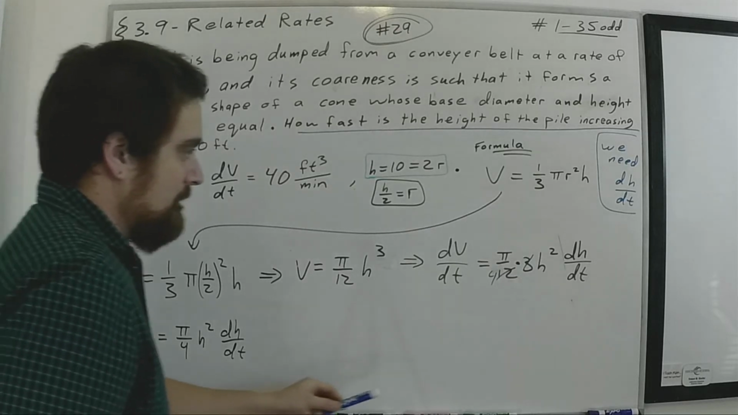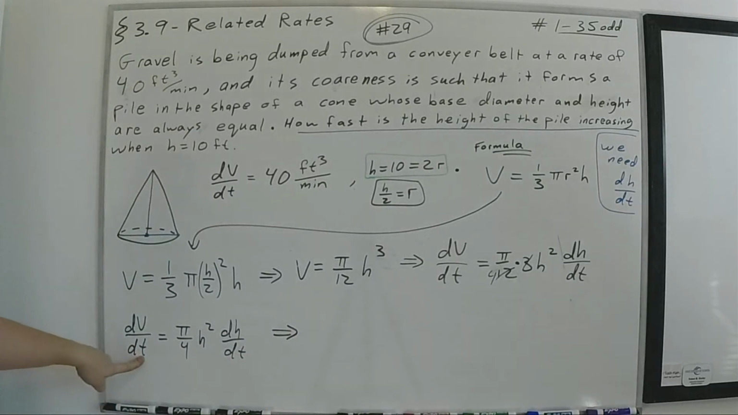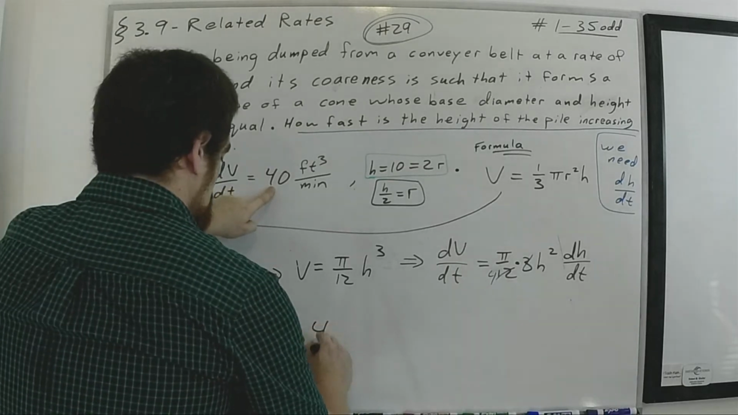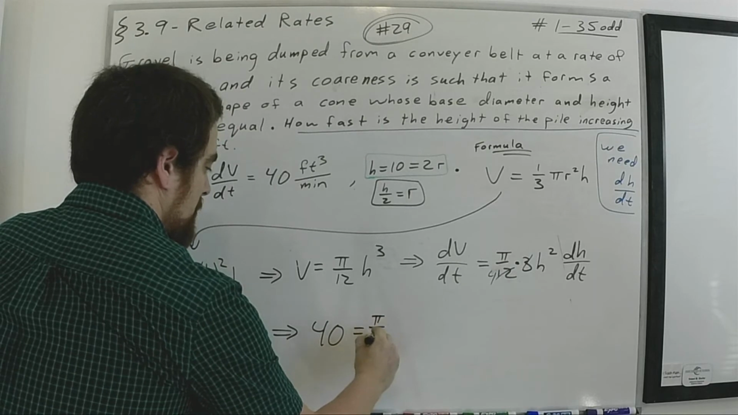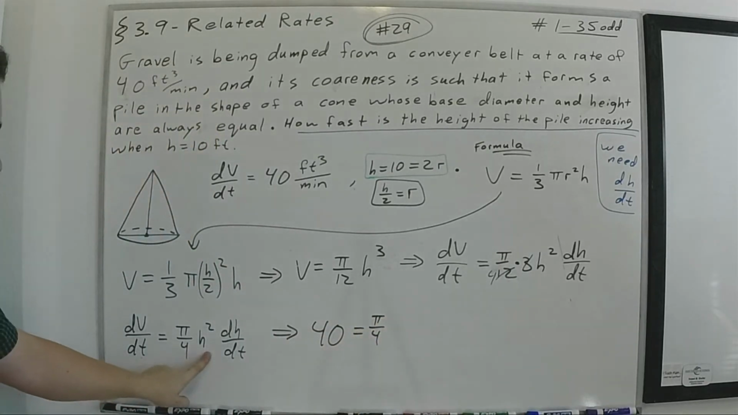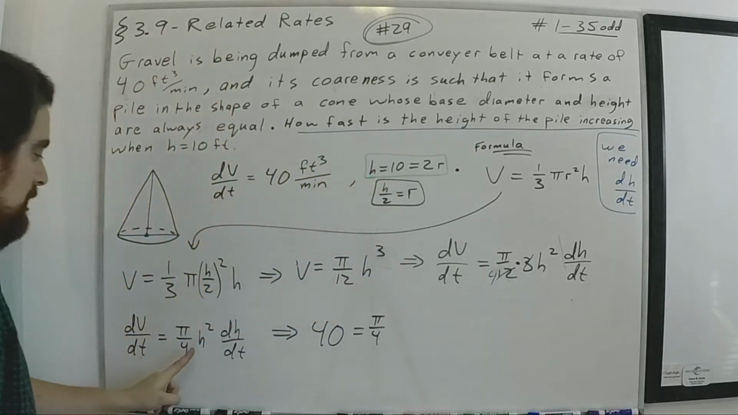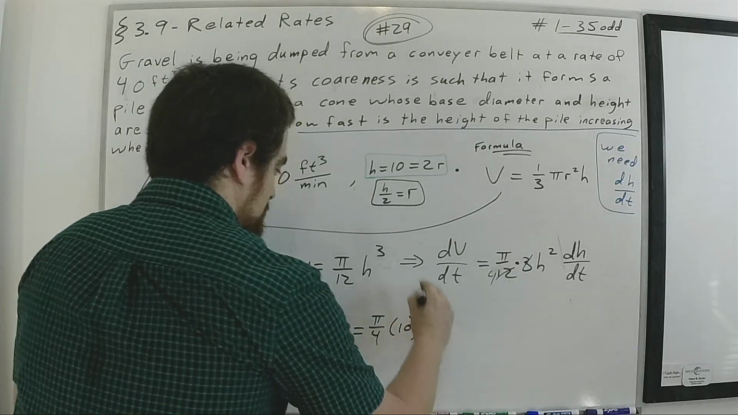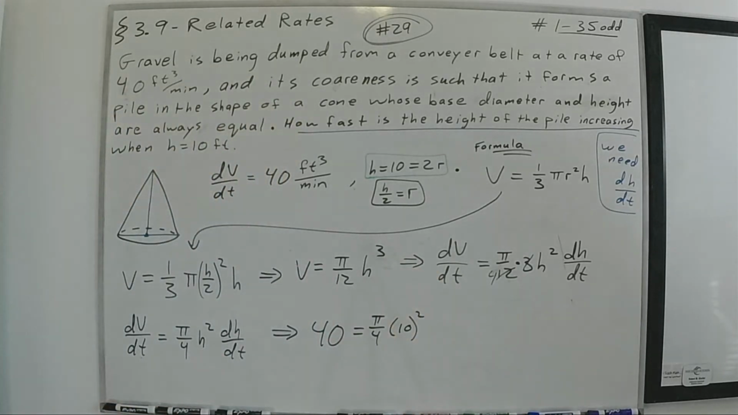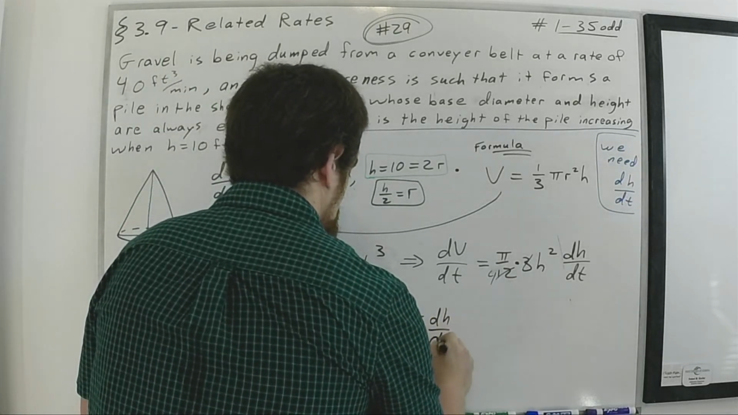Well, let's start plugging in what we got. We know that dV/dt, the change in the volume with respect to time, is 40 cubic feet per minute. That must equal pi over 4 times h squared. Well, they told us when the height was 10. Now I can plug in that h at that specific moment. I want my height to be 10 feet at that time to get the proper change in height at that time.